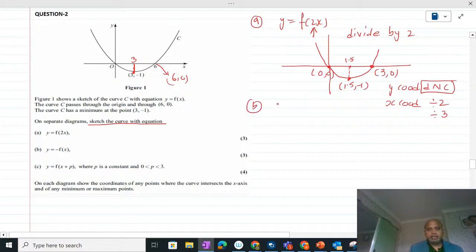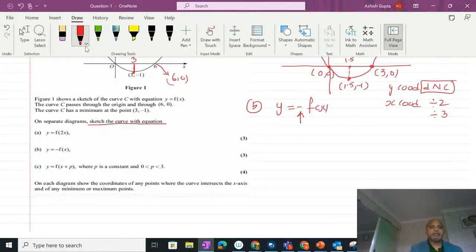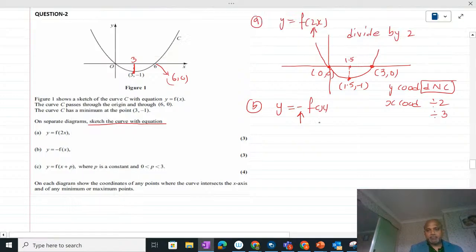B part is telling you y equal to minus f(x). So this minus sign in front of the function is telling you that you need to take a reflection along the x-axis. Okay. So what will happen now?